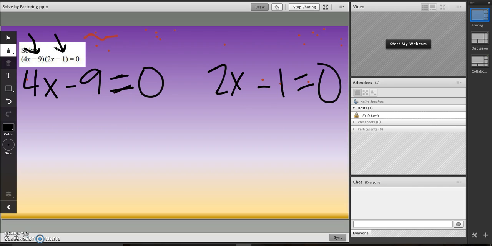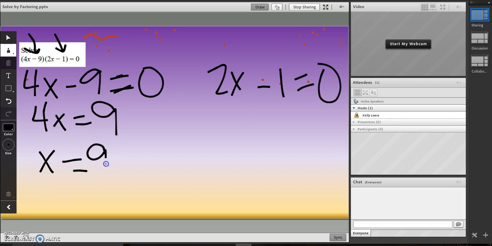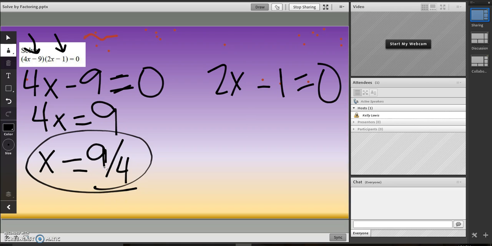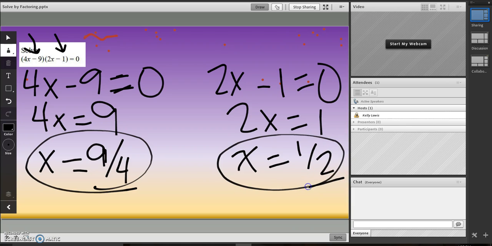So 4x minus 9 equals 0. So we get 4x and then add 9 to both sides. So now we have positive 9. And then we're going to divide by 4 because it's being multiplied. So we get 9 over 4. That's one of our answers. And then we're going to add 1 to both sides, and then divide by 2. So 1/2. Okay, so our two answers here are x equals 9/4 and x equals 1/2. Leave them as fractions, don't write them as a decimal.